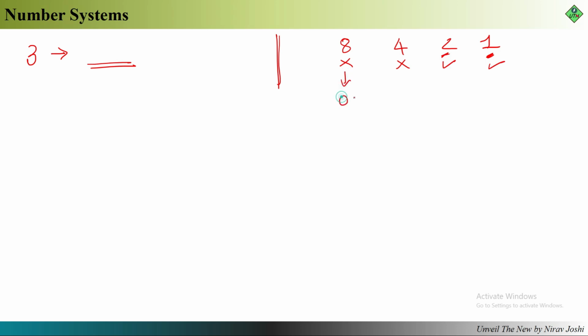So in the place of 8, we will put 0. In the place of 4, we will put 0. In the place of 2, as we want it, we will put 1. In the place of 1, as we want it, we will put 1. Okay, so the equivalent will become 3. So 0, 0, 1, 1. We do not have to consider the zeros that are before the 1 because they have no meaning. So the binary equivalent of 3 is double 1. Okay, so this is how we do the conversion from decimal to binary.